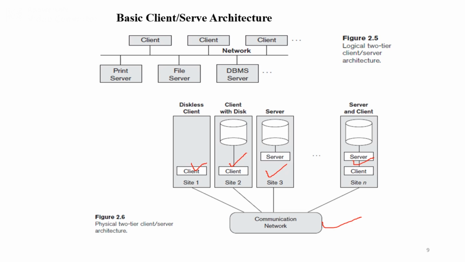In this architecture there will be only one server, and n number of clients will be communicating through this server. They may be connected through a network. The communication network might be a wired network or a wireless network. By using that, they can store data into the database, that is the server, and they can fetch data from the database. This kind of architecture we call client server architecture.